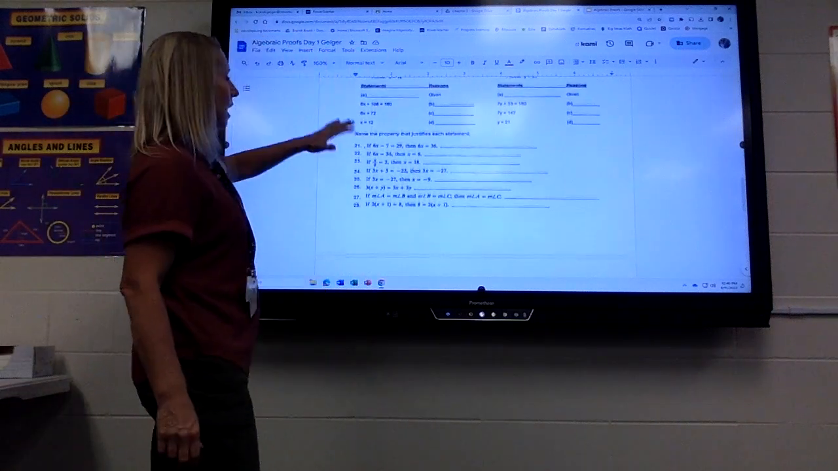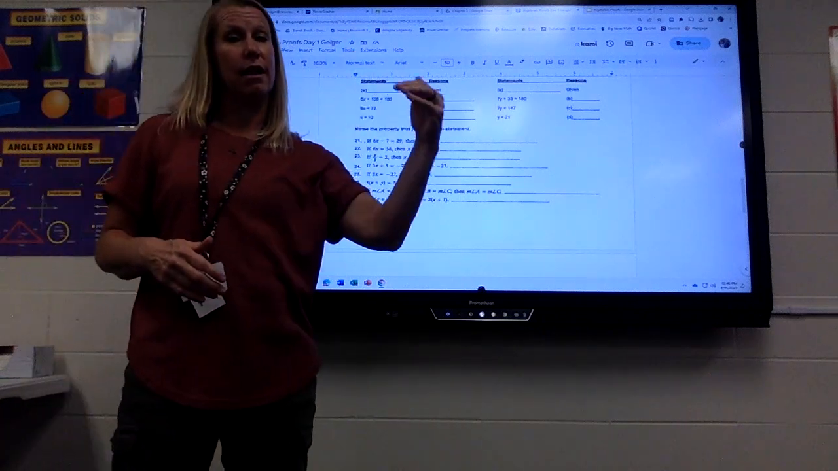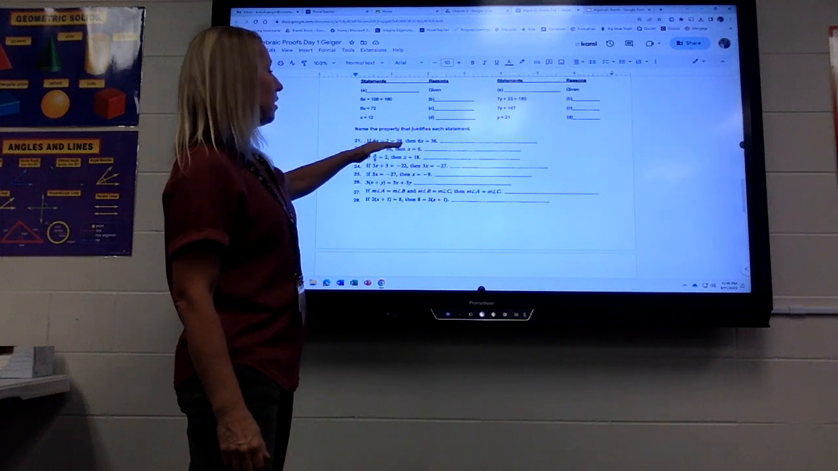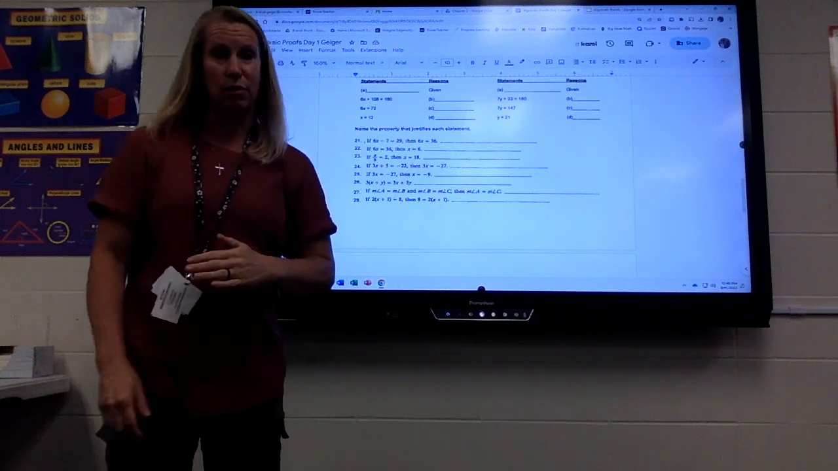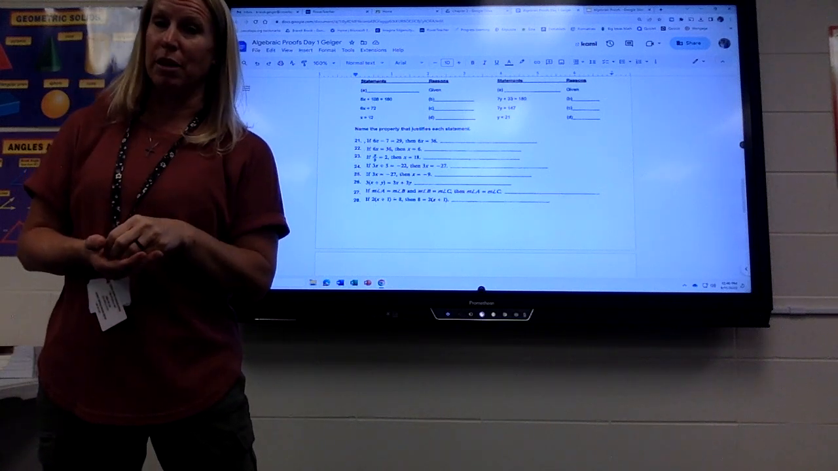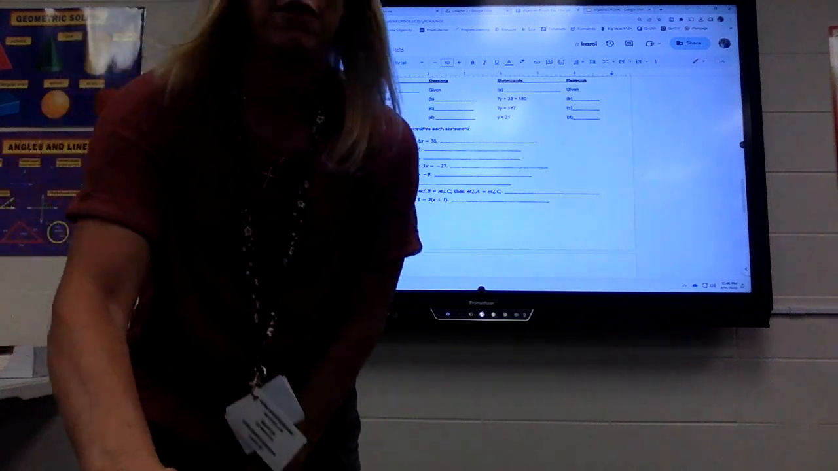Okay, so then that last section, you just ask yourself, how did I get from the if part to the then part? How did we get from 6x minus 7 equals 29 to 6x equals 36? Well, we would add 7 to both sides, so that would be addition property. So hopefully that helped. Let me know if you have questions.